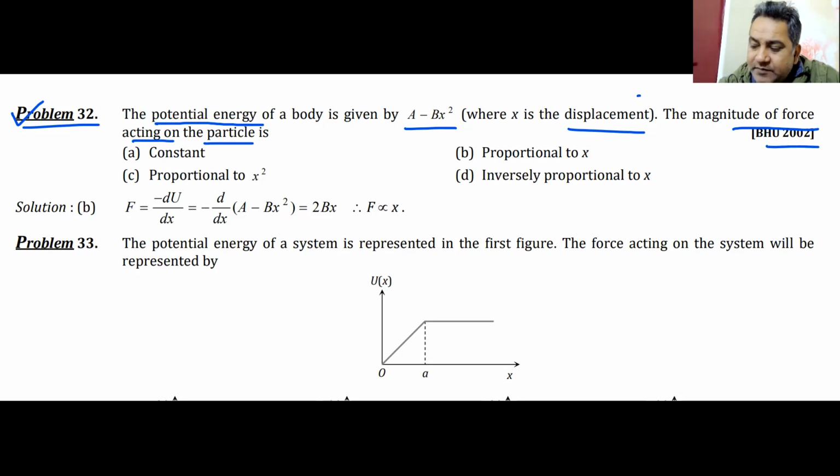This is a question that came in the Banaras Hindu University engineering exam. Now this BHU is now IIT BHU. So this is a question from the IIT. You can see it's pretty simple. I hope you can do it. I'll give you a minute to solve it. Potential energy is given. X is the position. What is the force?